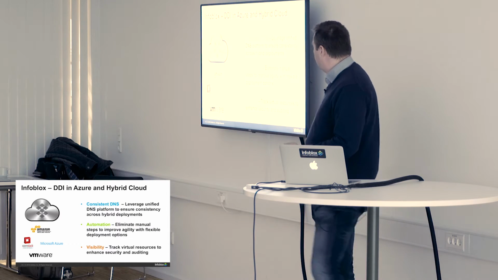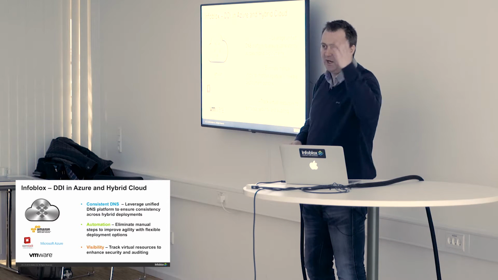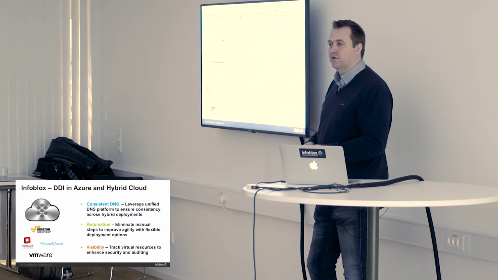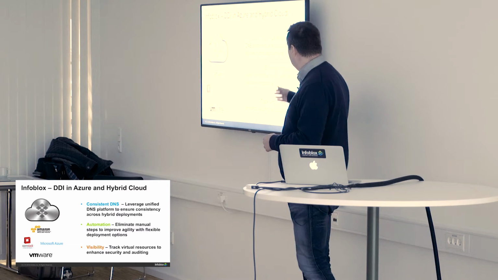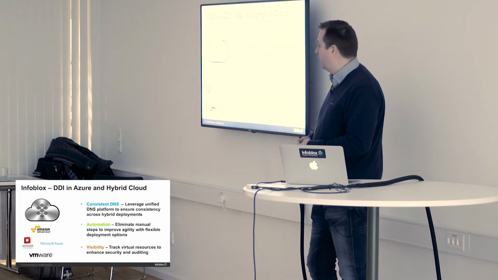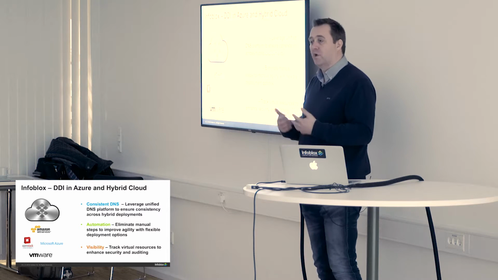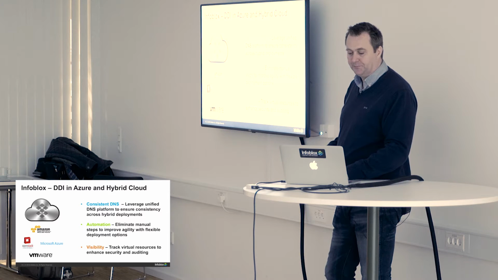So in a hybrid cloud, we add consistency to your DNS. You can use the same DNS zone for the whole environment. If the machine is in Azure or in Amazon or in your local VM or it's a physically connected device, you can use the same DNS naming conventions and stick them in the same zone without doing it manually. The automation, which eliminates a lot of steps in the deployment, and the visibility, what's in your Azure or in the different tenants, what have you deployed.